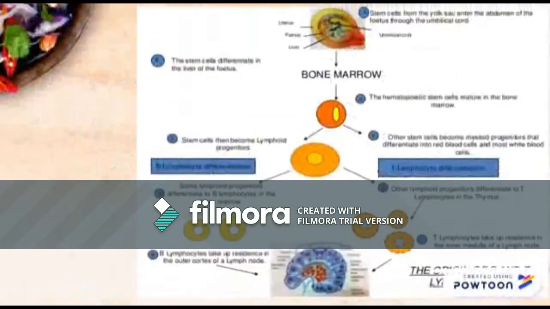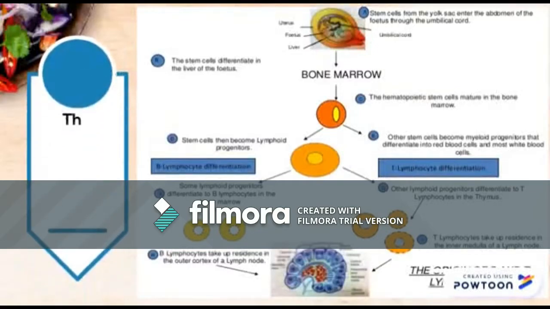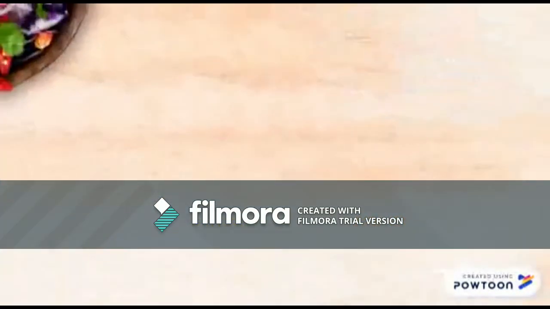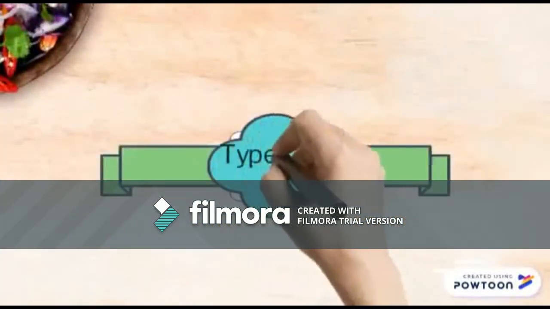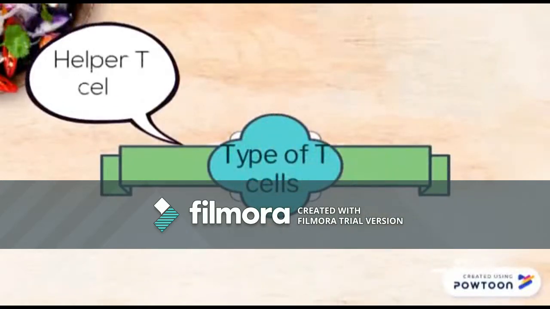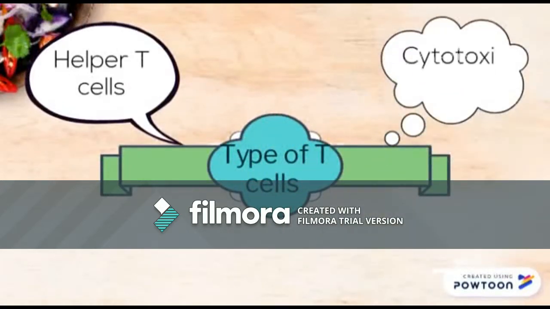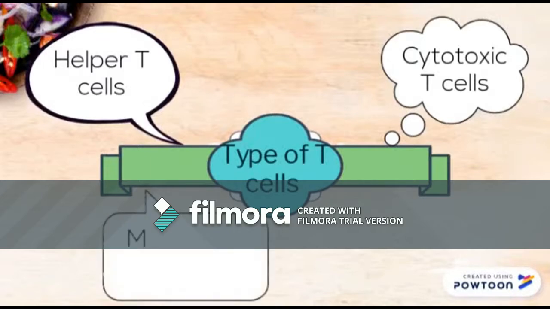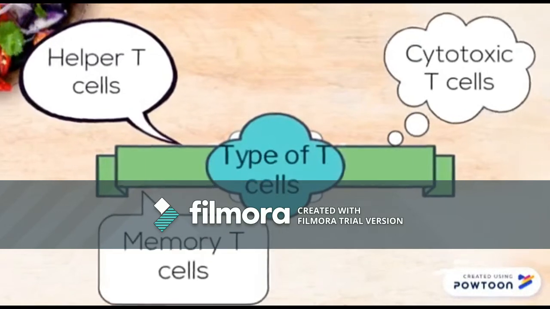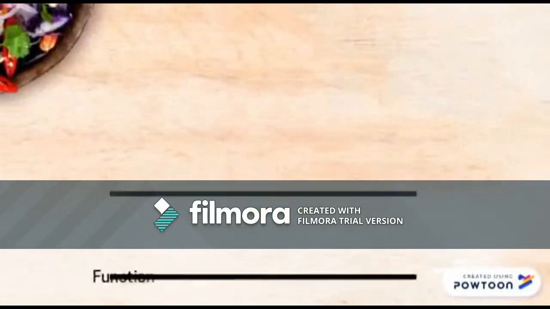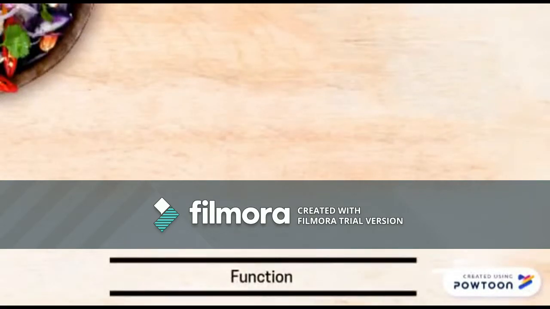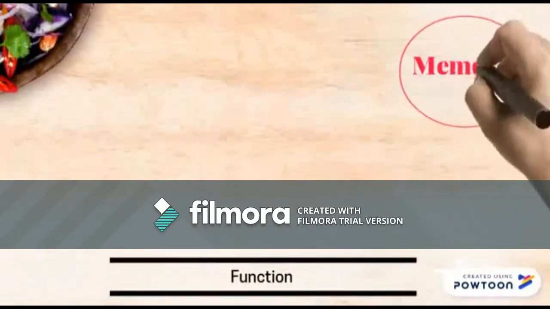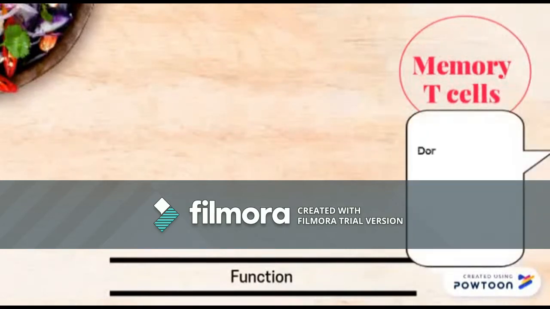Next, for the origin of T and B lymphocytes, let's take a look at the picture provided. Then we have three types of T cell. First is helper T cell, second is cytotoxic T cell, and third is memory T cell. Memory T cells remain dormant after the initial exposure to an antigen. On second exposure they convert themselves into cytotoxic T cells and help fight the pathogens.